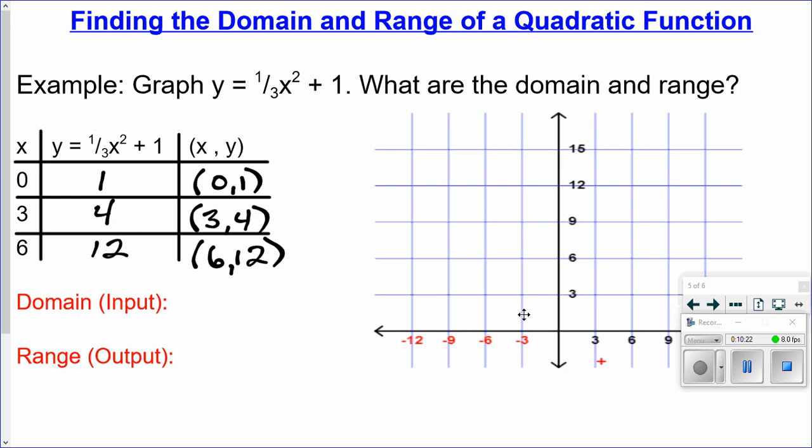So my first point is at 0, 1. The steps here are by 3, so I'm just going to kind of guesstimate this. 1.5 would be in the middle, right? So 1 is somewhere about right there. And then I have the point 3, 4. So I go right 3 and up 4, which again would be about right there. And then 6 and 12.